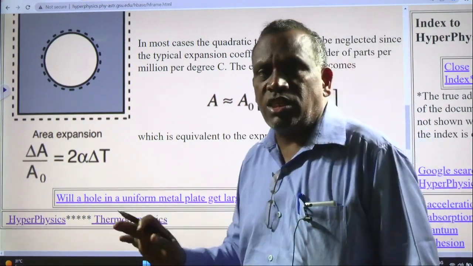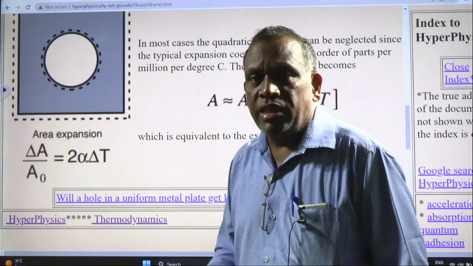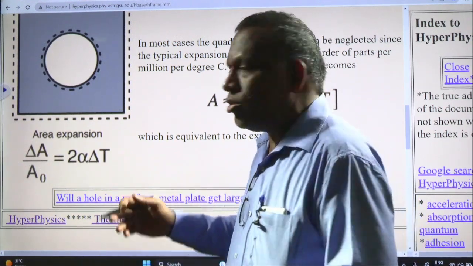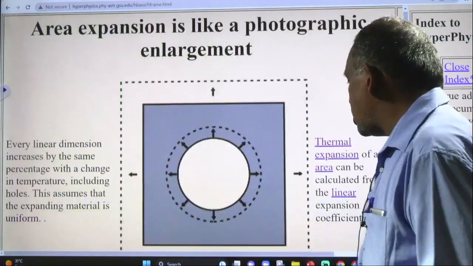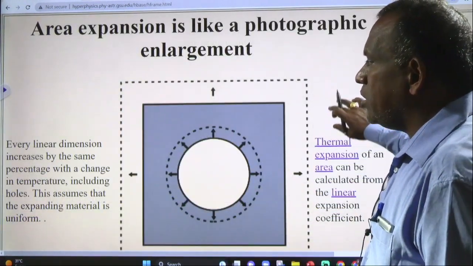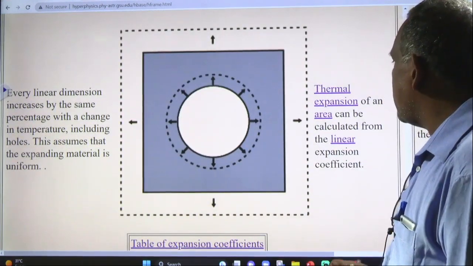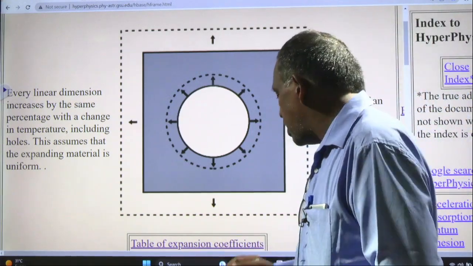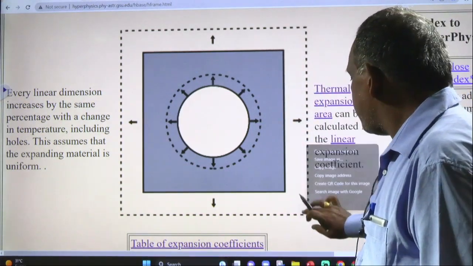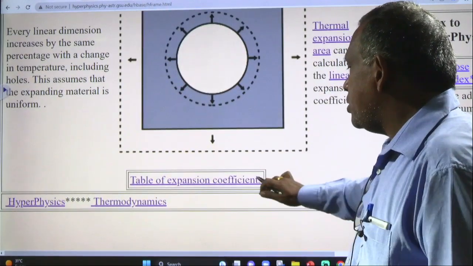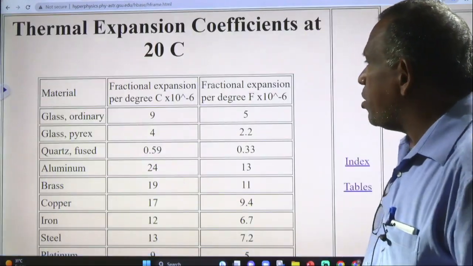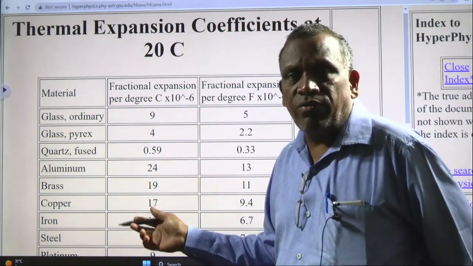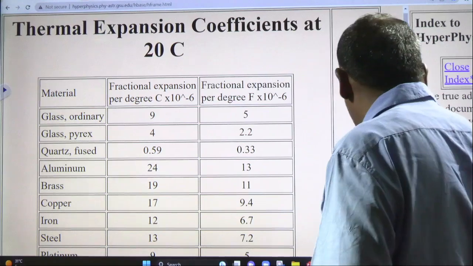There is a constant in this type of expansion, that is called areal expansion. The areal expansion is denoted by beta. The thermal expansion of an area can be calculated from the linear expansion. From the table of expansion coefficients, just now we have seen the values of alpha. Once you know alpha, you can find out beta.